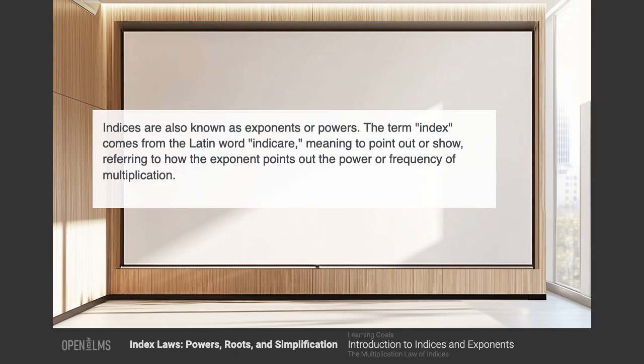Indices are also known as exponents or powers. The term index comes from the Latin word indica, meaning to point out or show, referring to how the exponent points out the power or frequency of multiplication.